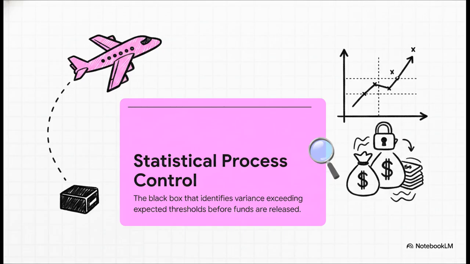Enter Statistical Process Control, or SPC. Think of this as healthcare's equivalent of a flight data recorder, a black box to detect errors before the money even moves. Just as a plane's black box continuously logs operations to catch deviations instantly, SPC tracks claims in real time. It identifies exactly when billing variations cross the threshold of what we expect to be normal behavior.